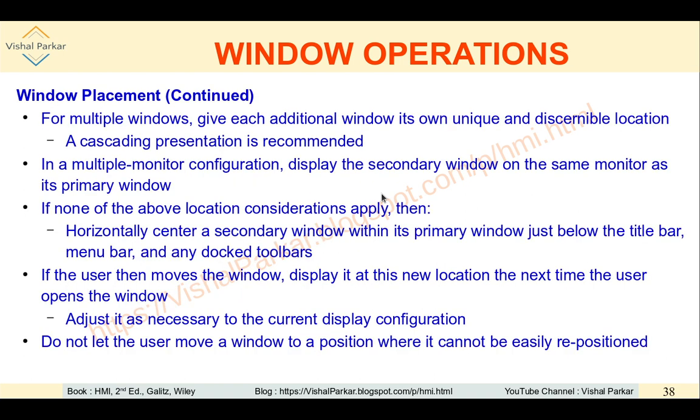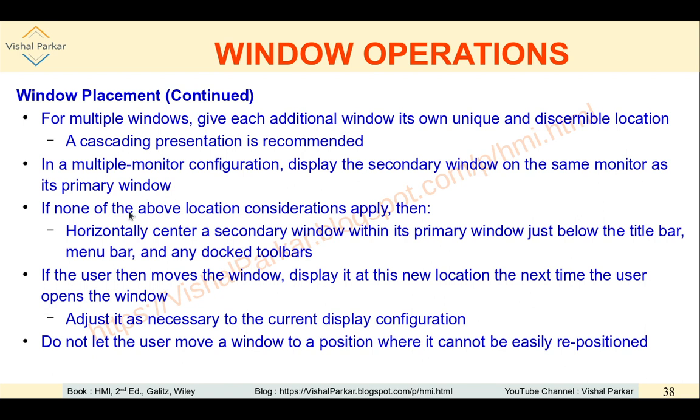For multiple windows, give each additional window its own unique and discernible location that can be easily found. For example, a cascading presentation is recommended here. In a multiple monitor configuration, display the secondary window on the same monitor as its primary window. In the same monitor where the primary window is available, the secondary window is to be shown.